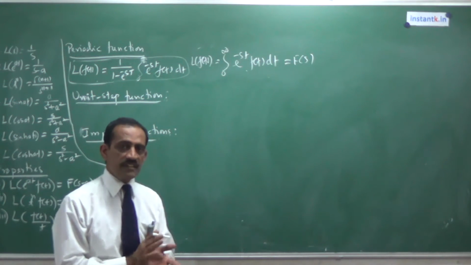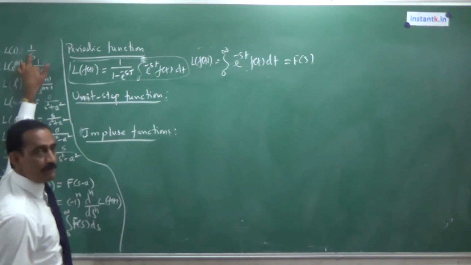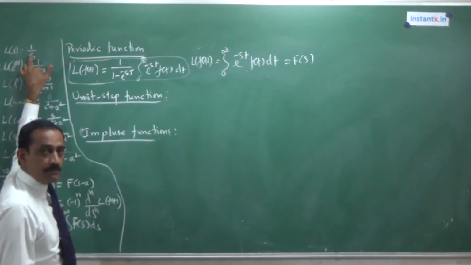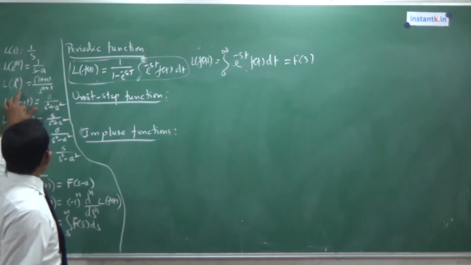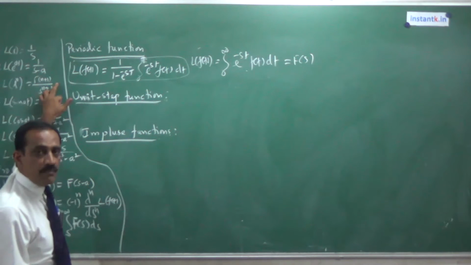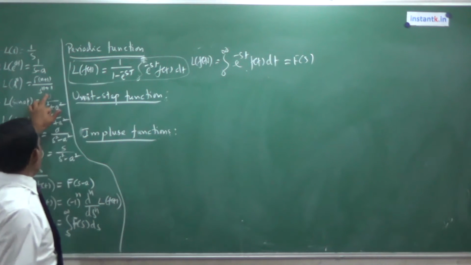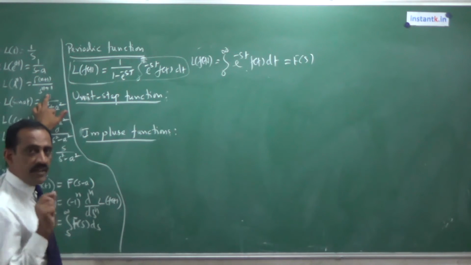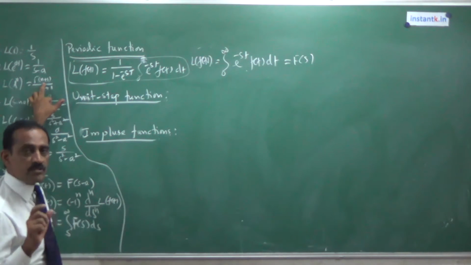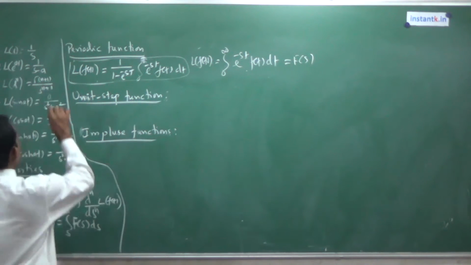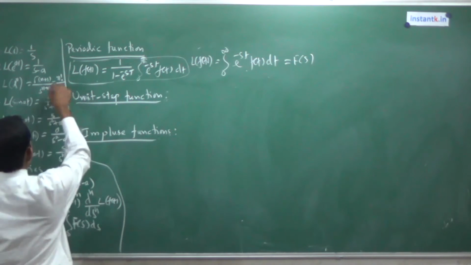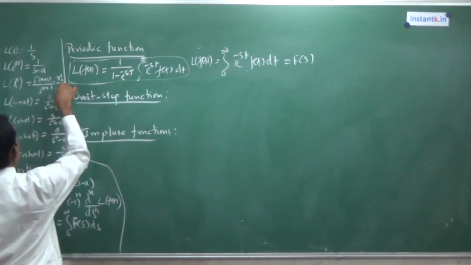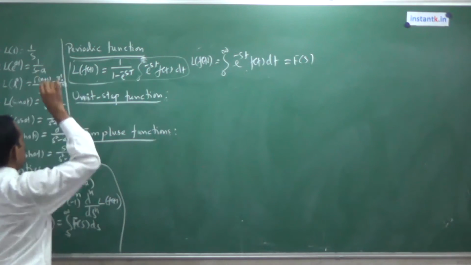What are the results you have studied? First one, you should remember Laplace transform of 1 is 1 by s. Laplace transform of e power at, what is that? 1 over s minus a. Laplace transform of t to the power n is gamma n plus 1 divided by s to the power n plus 1. But if n is an integer, you know that gamma n plus 1 is equal to n factorial. So if n is a positive integer, then it can also be written as n factorial divided by s to the power n plus 1.